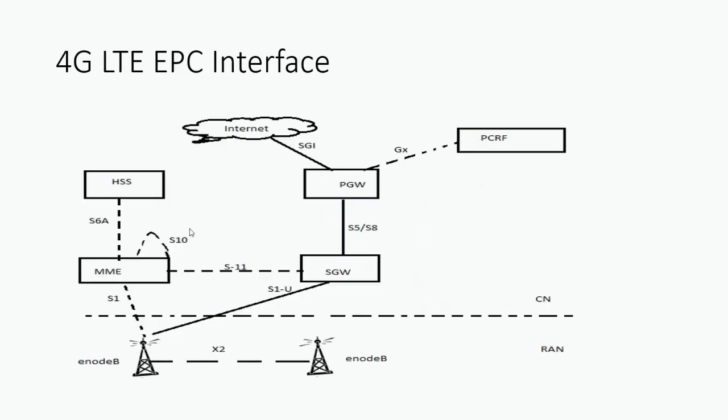Let's move to the next slide. We will discuss the LTE EPC interface. We have studied the role of eNode B in the previous slide, where we will see the architecture of the LTE. Now you can see different eNode B in this figure. We separate the RAN part from the EPC with the help of a dotted line.